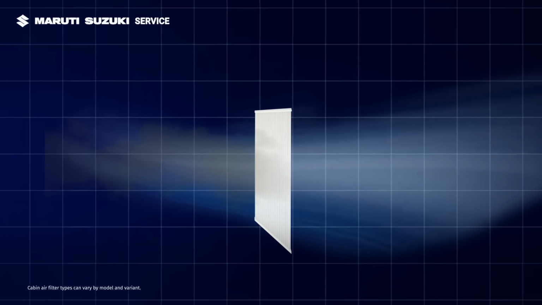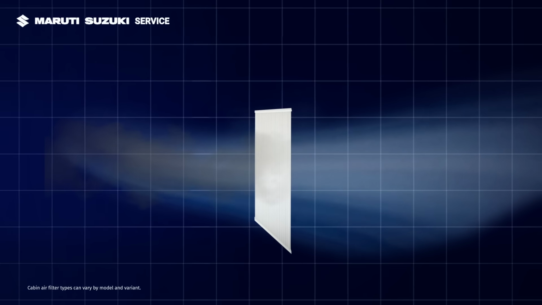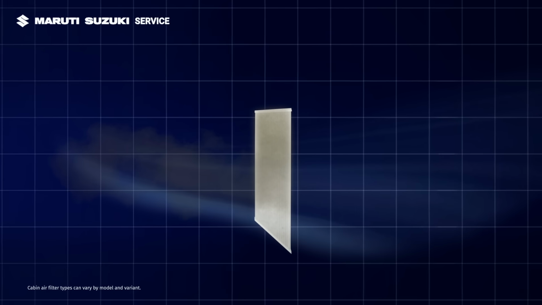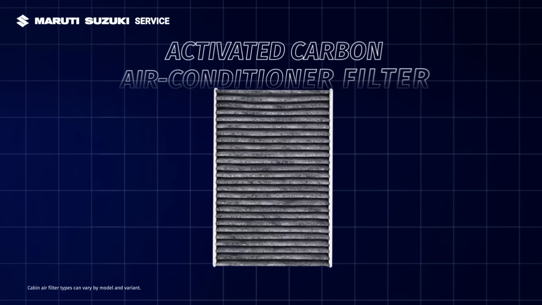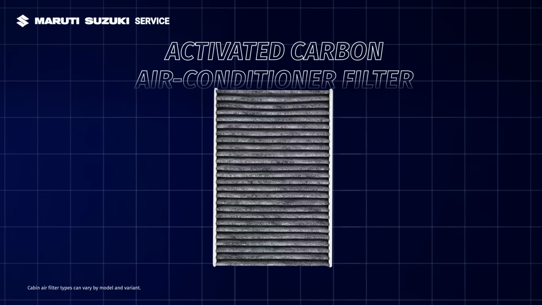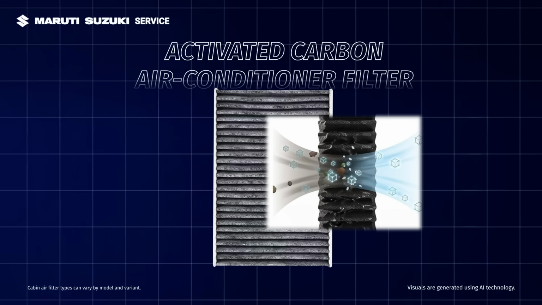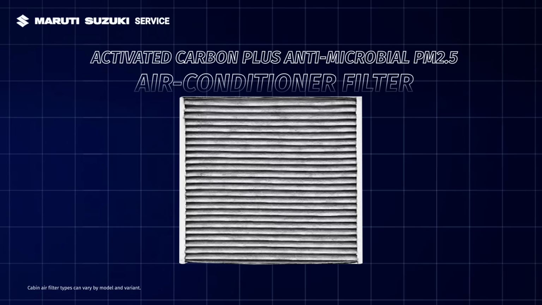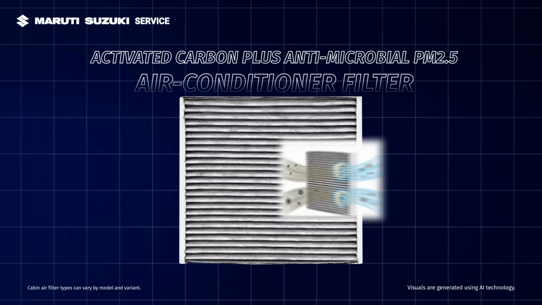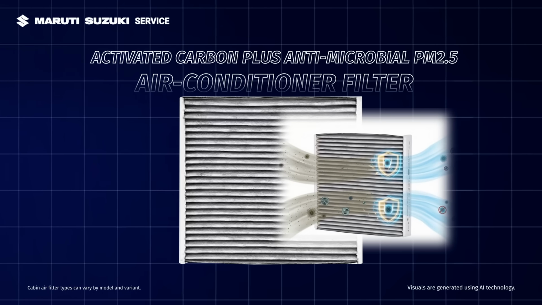Moving on to PM2.5 cabin air filters. These capture finer, more harmful particles and provide superior protection from microscopic pollutants entering your car cabin. PM2.5 cabin air filters are further classified into activated carbon air conditioner filters, which help neutralize unpleasant odors, and activated carbon plus antimicrobial PM2.5 air conditioner filters, offering enhanced protection against microbes along with superior air purification.